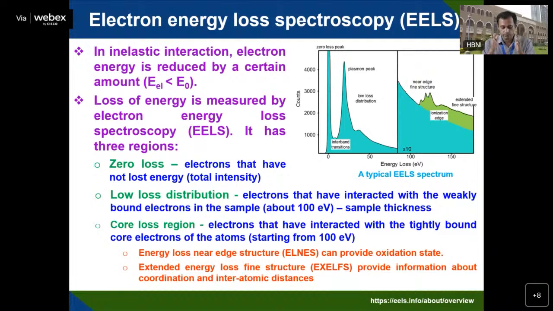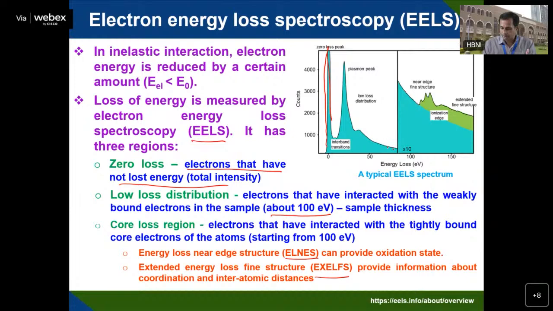In the case of X-ray you have XANES and EXAFS; here, electron energy loss spectroscopy yields ELNES, the energy loss near edge structure, and EXELFS, the extended energy loss fine structure, which replaces EXAFS. Those types of features you can also get in the case of EELS spectra. You can see multiple peaks here; this one is the zero loss peak. That means the electrons that have not lost energy after going through the sample. The low loss region, about 100 electron volts, means they interacted weakly with loosely bound electrons, and you can get a background from that.